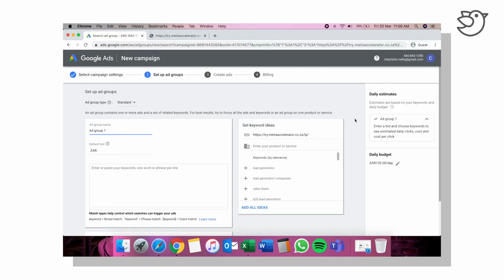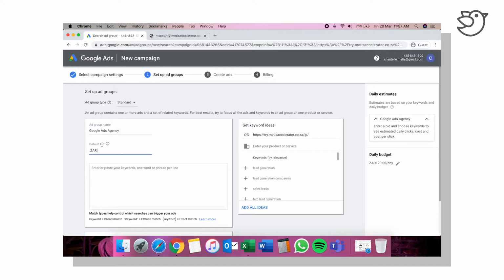So what we highly recommend is only using about 3 or 4 keywords in one ad group that are all similar in nature. So let us get started with that. I want to run an ad group for anybody that's looking for a Google Ads agency. So first I want to give it the name of my service.